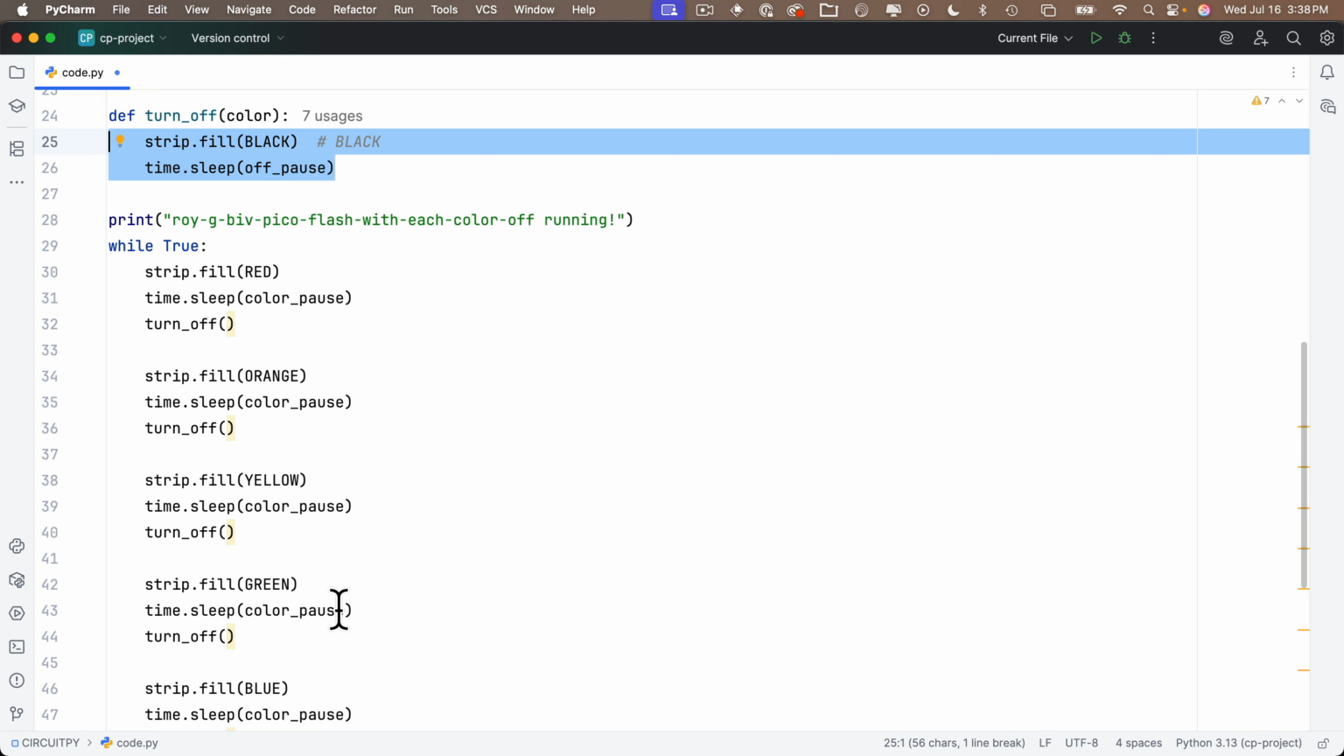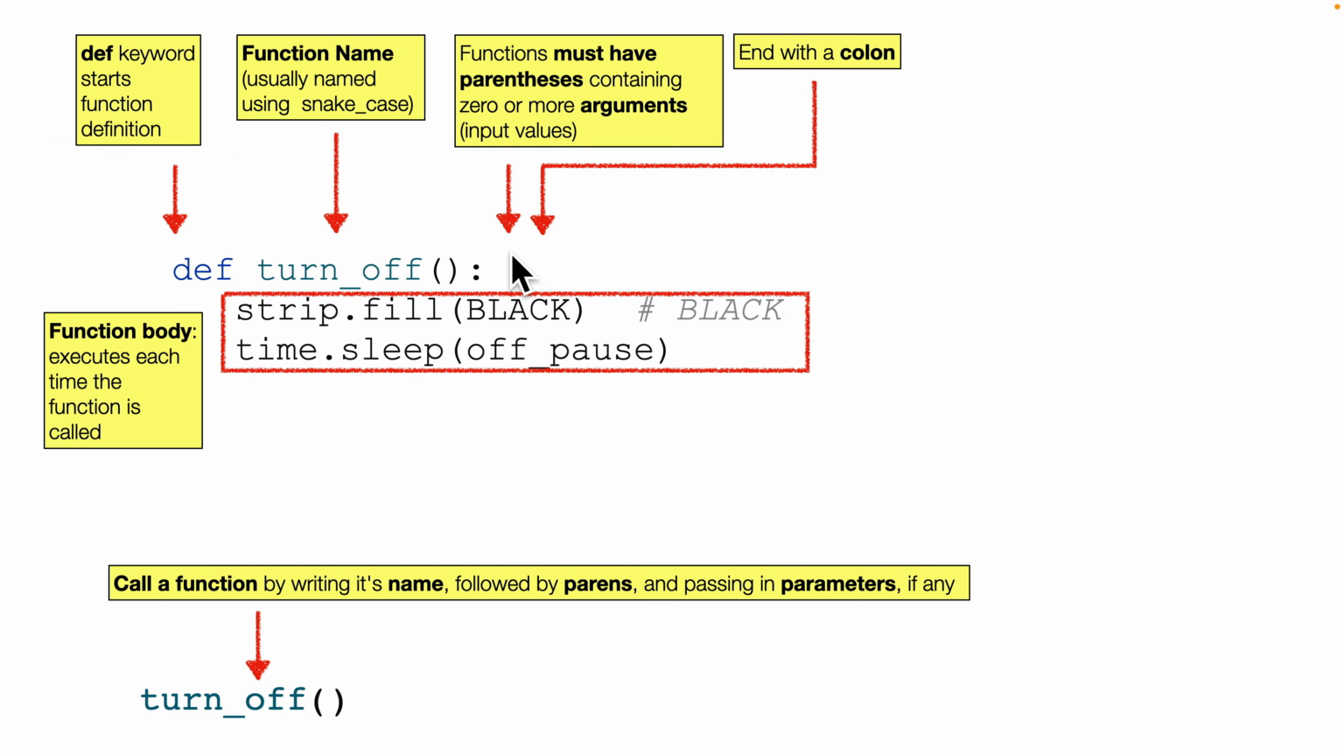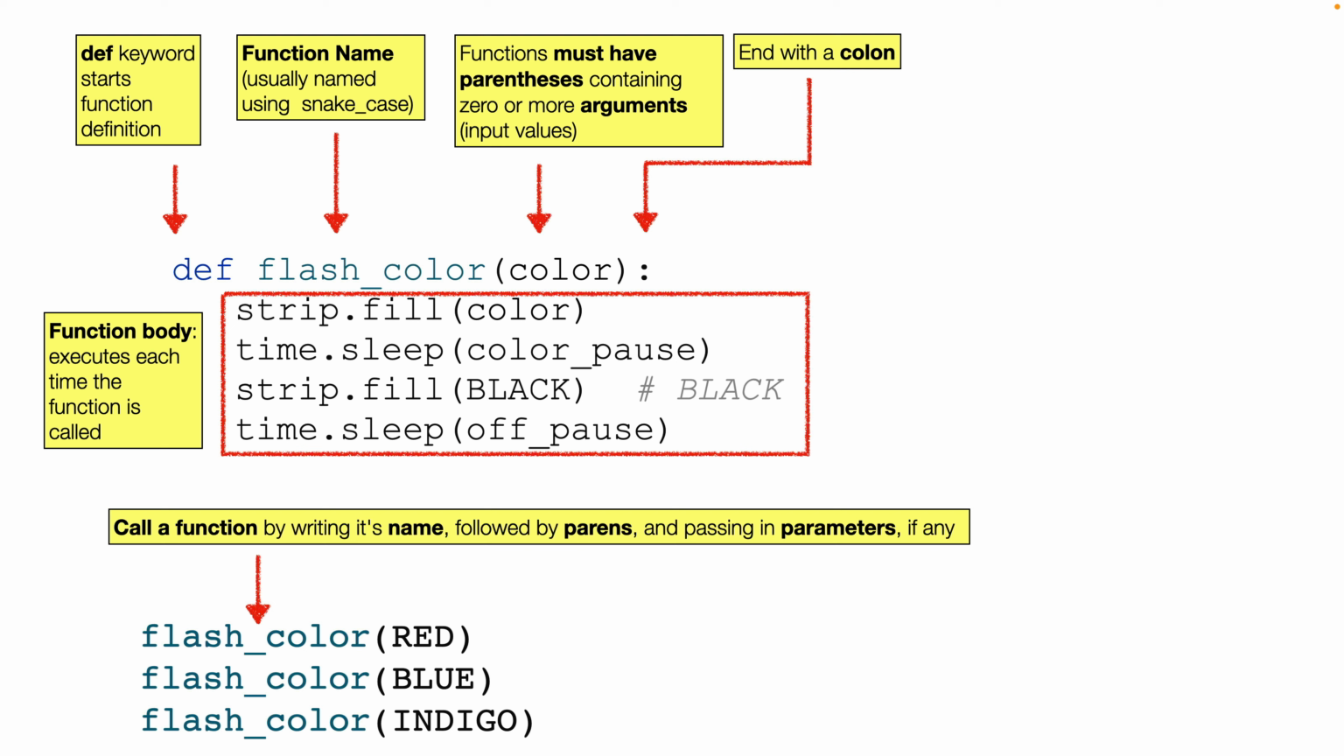So let me show you how we can write an even better function by adding a parameter. So we've just written a function with no parameters, but we can make this better. We're going to add a parameter to our function that lets us pass in a color into a block of code.